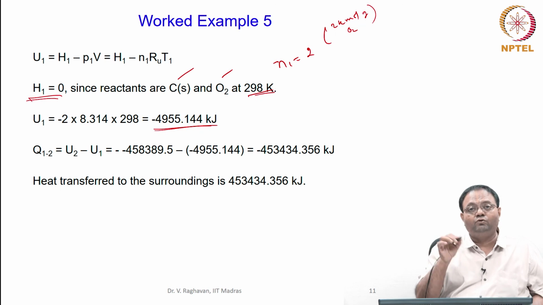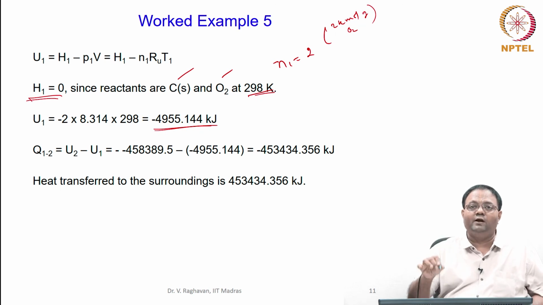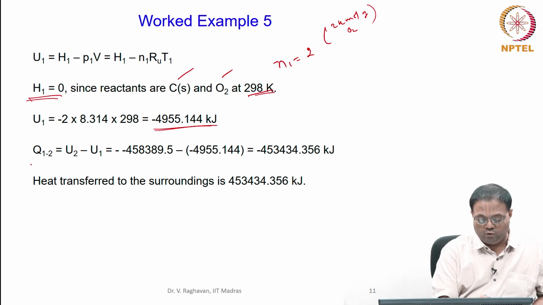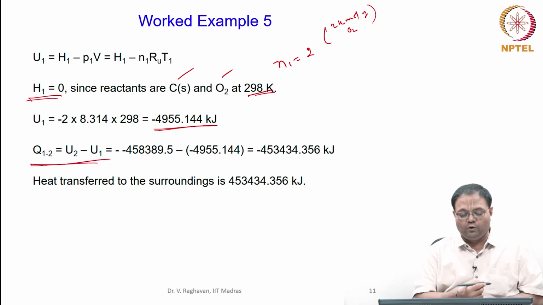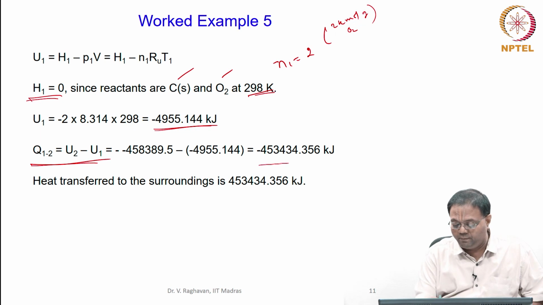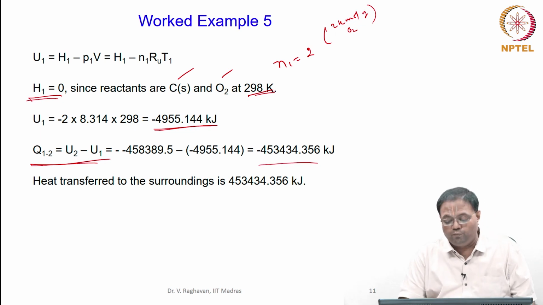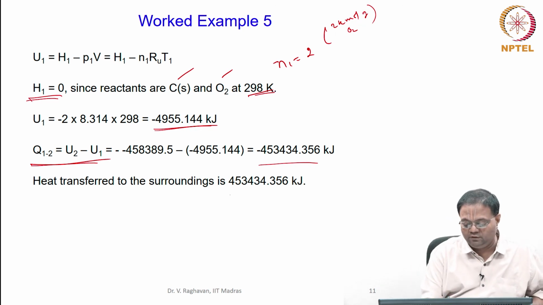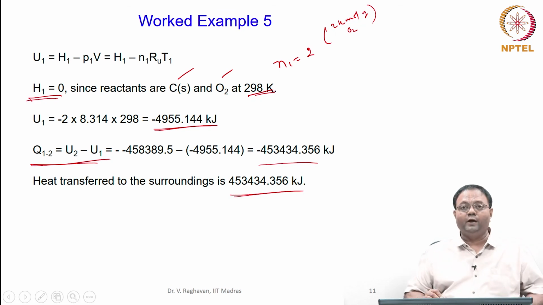So, even though the reactants are at 298 Kelvin and enthalpy is 0, internal energy is not 0. That is having some value here. So, when you do this, the heat interaction Q12 will be minus 45334.356 kilojoules, and since it is negative, that means heat is transferred to the surroundings.